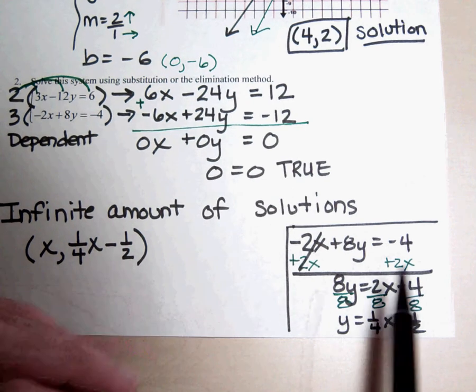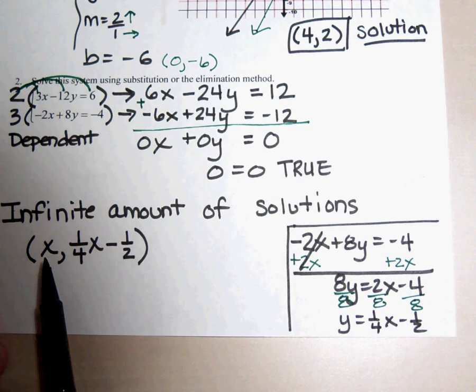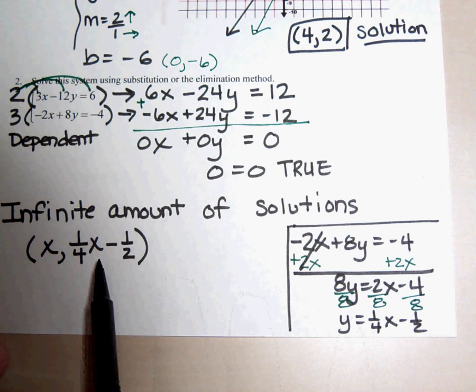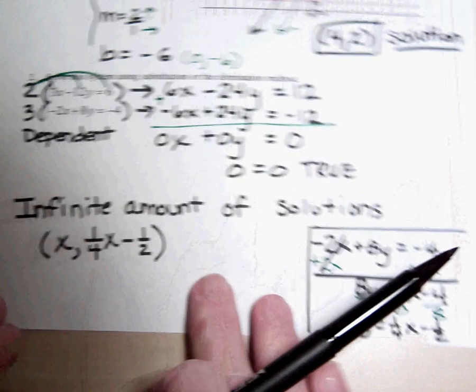So for every value of x that I choose, I can pick any value for x, and I'm going to plug it in here. And when I evaluate the right side of the equation with my given value of x, I get a y value, which would be the y value as the other part of my ordered pair.